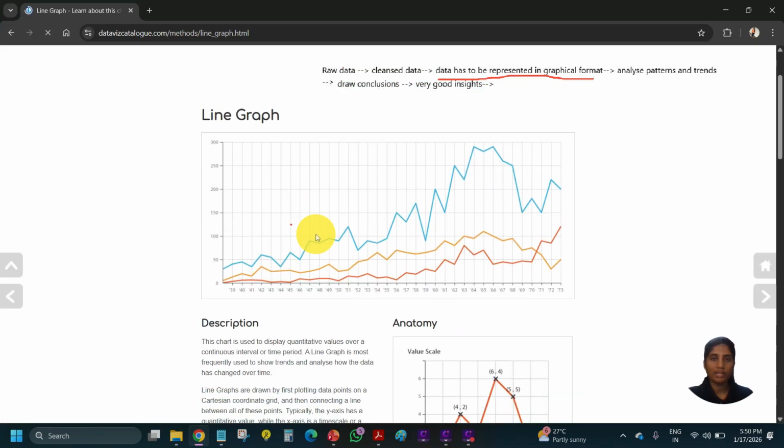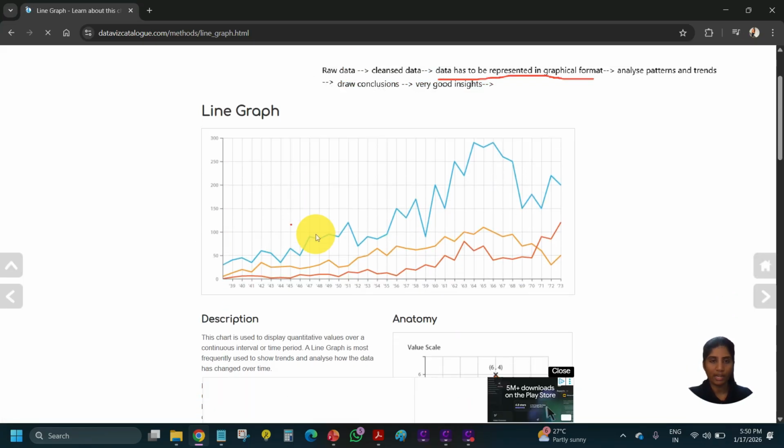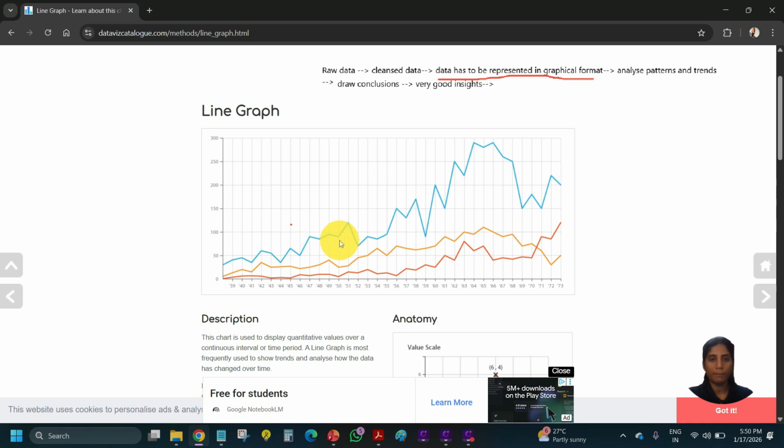So in this line graph, if I want to compare 3 different companies, let us take 3 different companies. Company A is blue, company B is orange, and red is C. Okay, how the companies are performing over the years. Company A is performing high, more than B and C, and C is performing very low. So these types of conclusions we can get over the years.